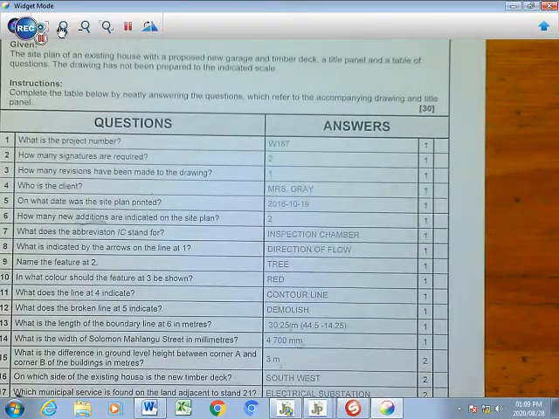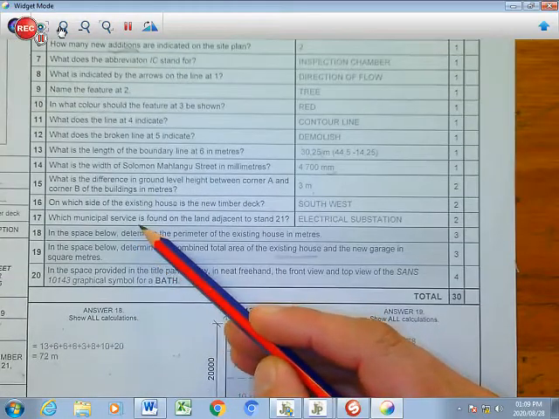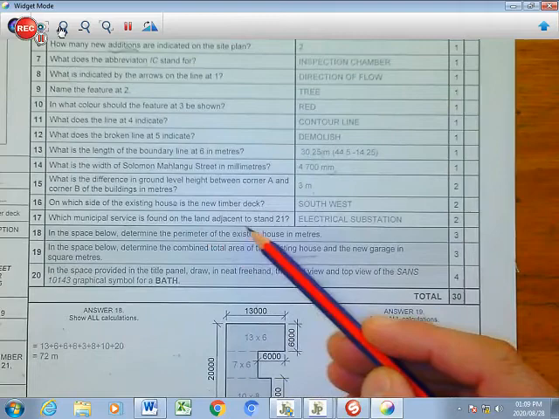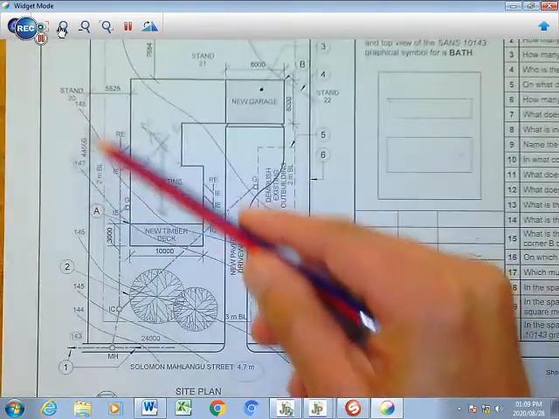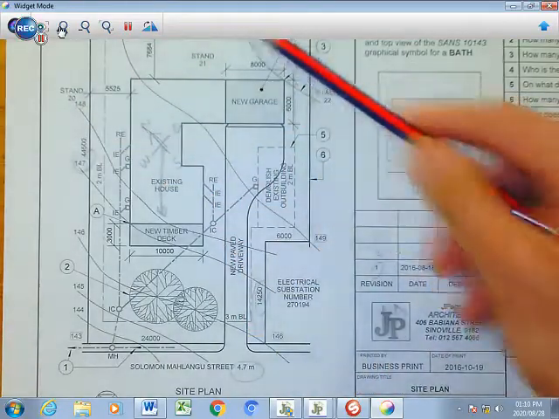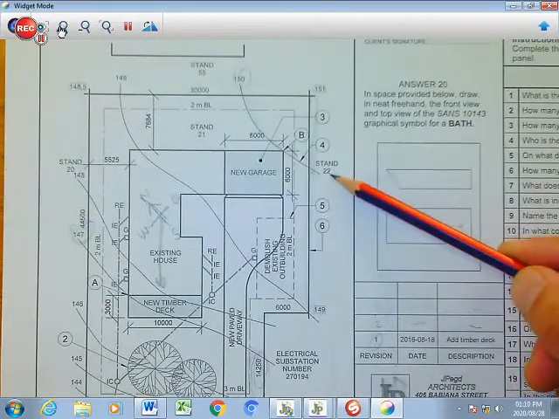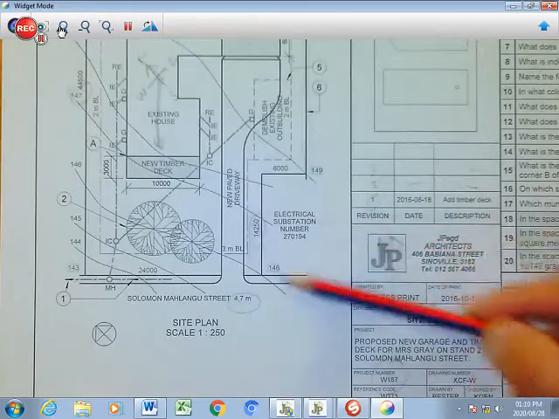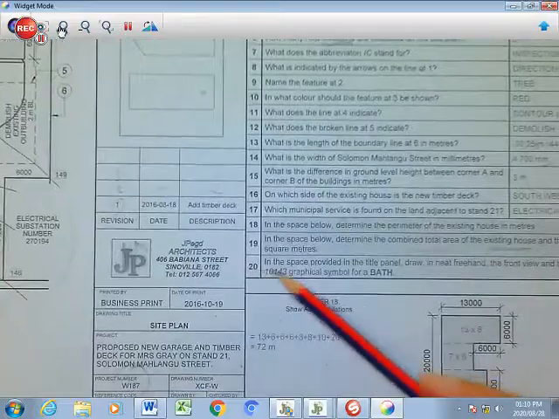And then number 17, which municipal service is found on the land adjacent to stand 21. You will have to fish your eyes around. That is stand 20, stand 55 on top there, stand 22 over here. So you got to look at what's around. Adjacent to that is the electrical substation, right? There's the electrical substation. Right, 18 and 19 and 20 are higher order.